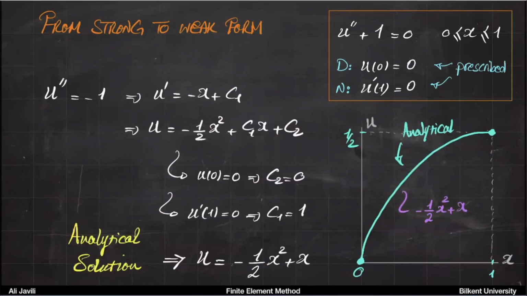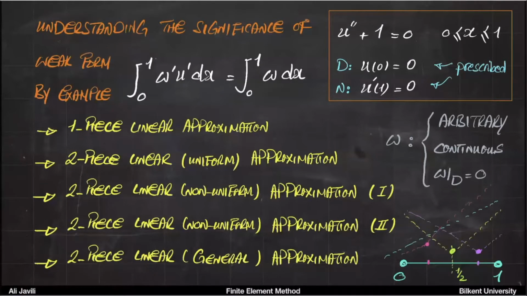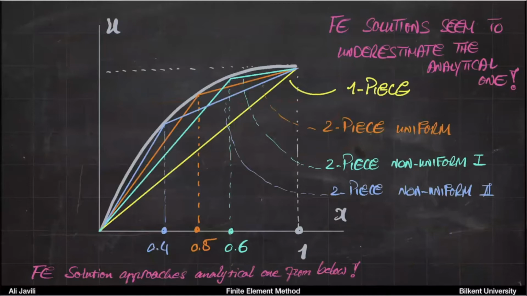So for a simple problem here, you can see that we have an analytical solution, and then we looked into that specific problem, we derived the weak form of that one, and then we solved that specific weak form for a few different approximations: linear ones, quadratic ones, and cubic ones. And then, for instance, we saw that if it's a linear approximation, it could be one-piece linear, it could be two-piece linear. If it is two-piece, it could be uniform or non-uniform.